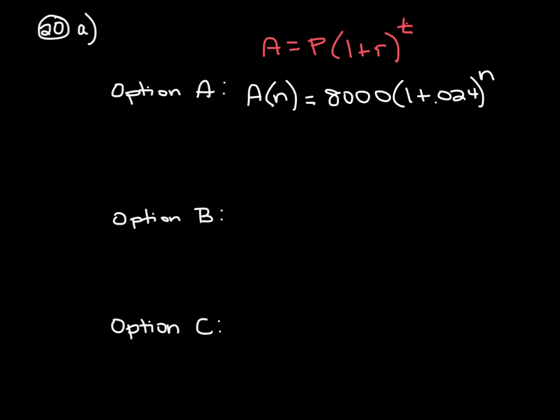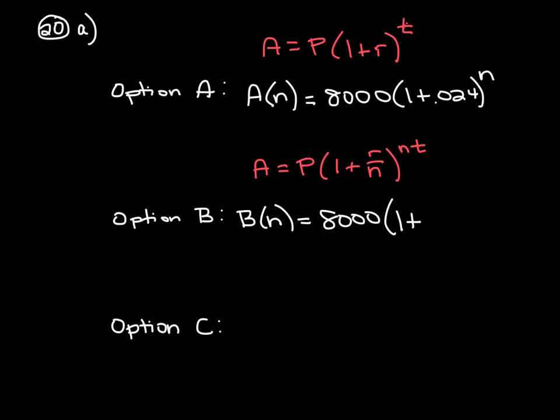All right, so with option B, it will pay him 2.375% compounded quarterly. So since this is compounded more than once a year, we're going to use our compound interest formula. All right, so for option B, we'll call it B of n. So B of n is going to be equal to, he's still investing $8,000. This time the rate is 2.375%. So we could write that as 0.02375.